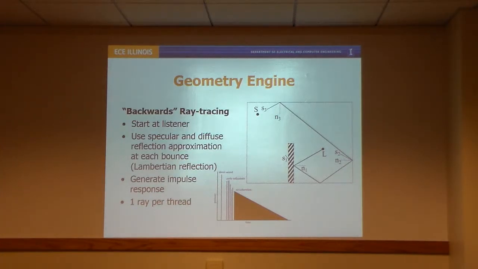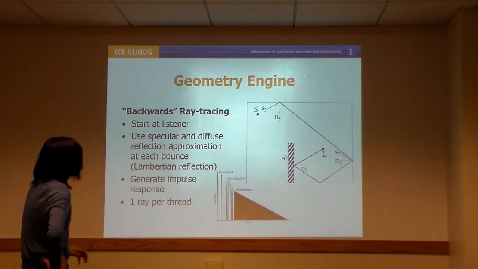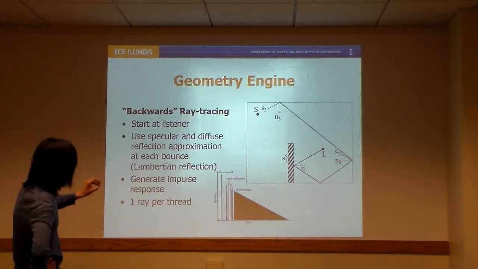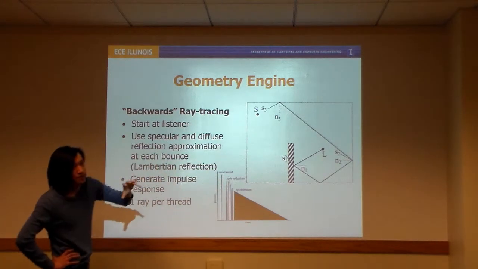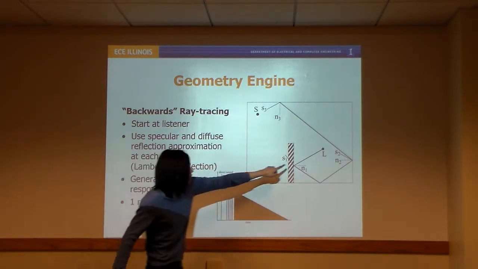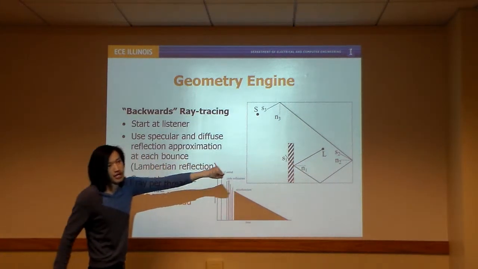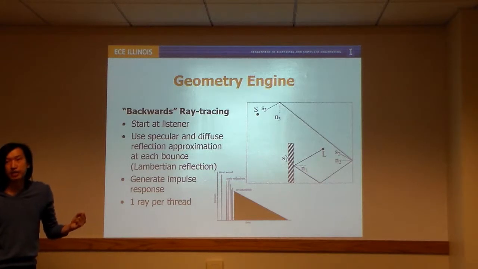Okay, so the usual way to do this is to do what we call forward ray tracing, right? So we have the source here, we're emitting a bunch of rays, and we're catching a couple of rays that happen to end up at the listener, okay? That's the traditional way, if you want to run a statistical geometric acoustics model.